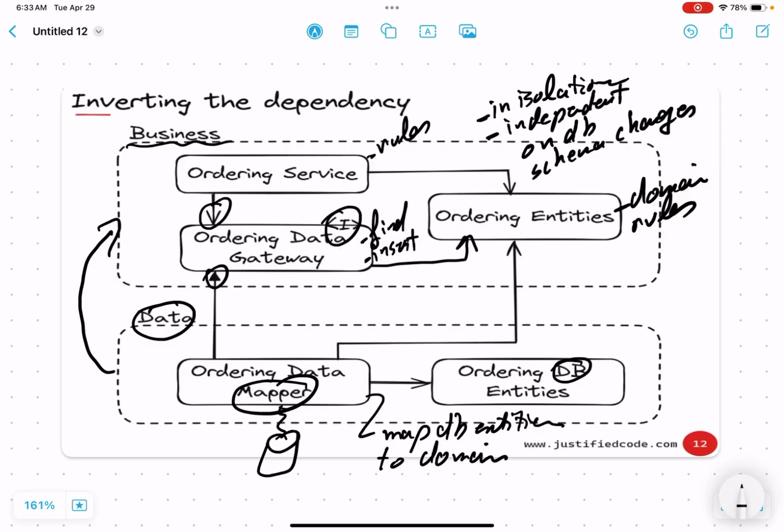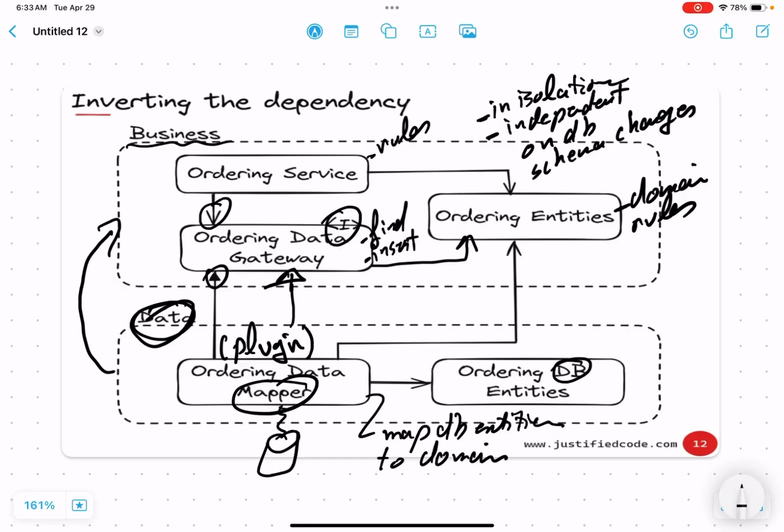It is the responsibility of the data mapper to act as a plug-in to implement this interface here. You want to talk to a different database? Fine. Have a second plug-in residing in the data layer that implements the same interface here. Our ordering service now is free. It can be written and unit tested in full isolation.